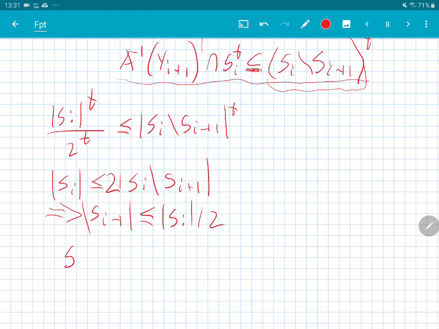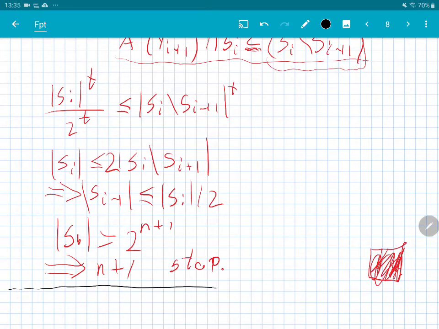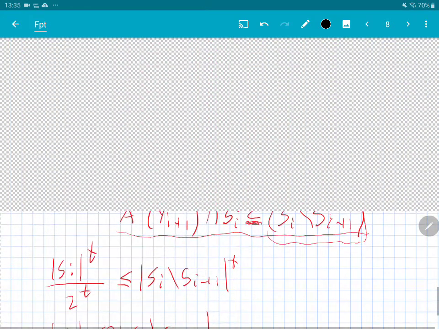And at this stage we are done, because the size of S_0 was at most 2 to the n plus 1. So we got that this greedy algorithm takes at most n plus 1 steps, which means that we proved the claim. There is a small set of strings that cover all the strings. Okay, so we proved this claim. This claim was that there is this small covering set, and we needed it to prove a theorem.